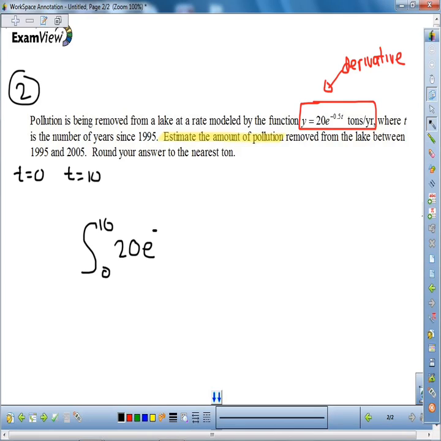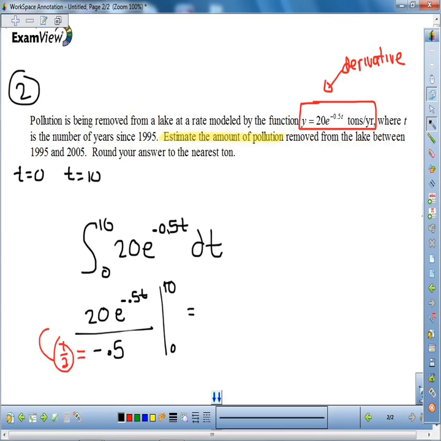So if I find my integral, I'm going to have the integral from 0 to 10 of 20e to the negative 0.5t dt. Taking the antiderivative, 20 is a constant, so I'm just going to bring it down. And the antiderivative of e to the negative half t is negative e to the negative half t divided by the inside. So notice that negative 0.5 is the same thing as negative a half. So that's going to be 2.